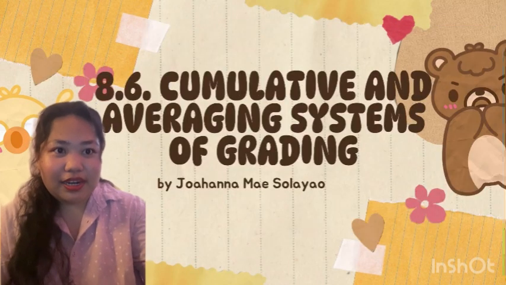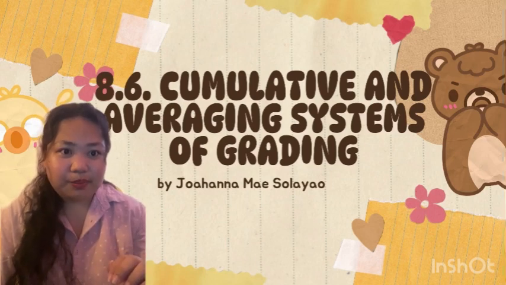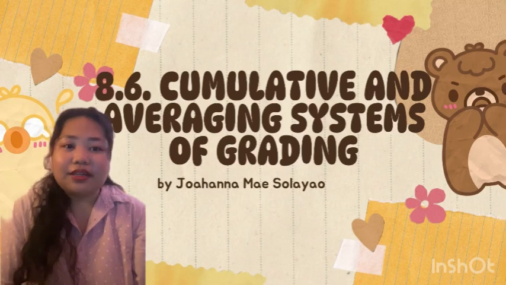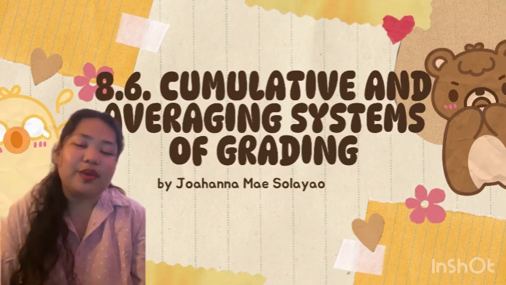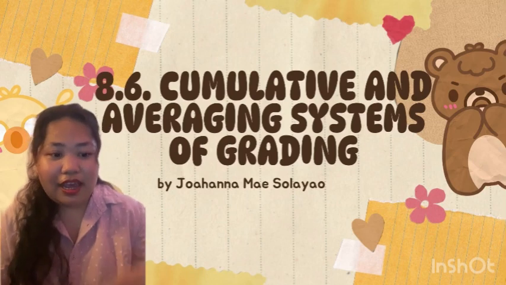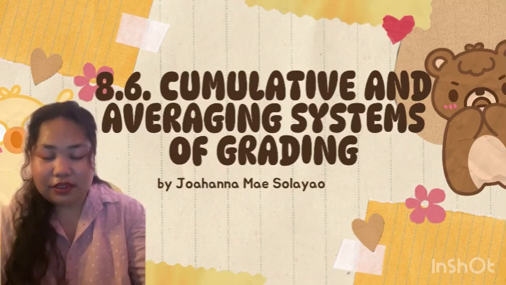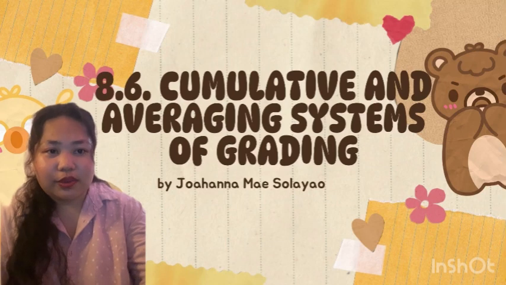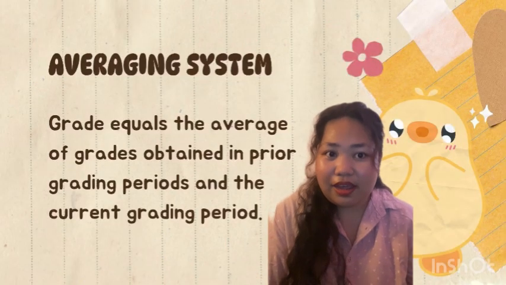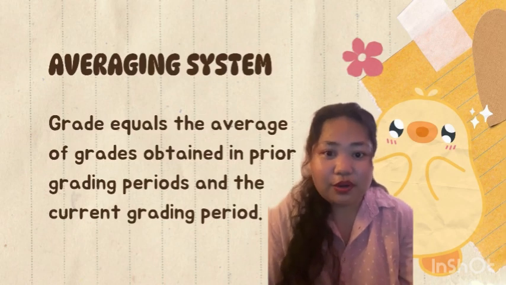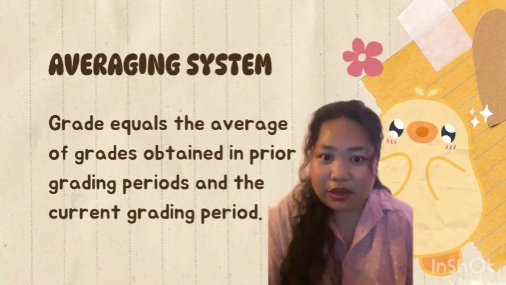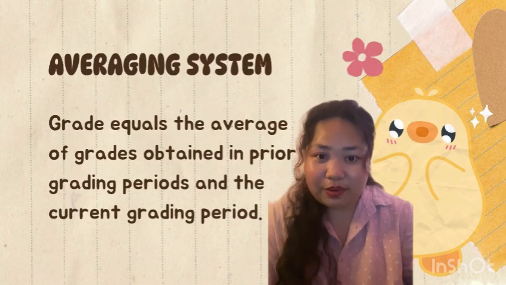Now, for the next slide, we have the two types. Here in our country, the Philippines, we have two types of grading systems. First is the averaging and the cumulative grading system. Let's start with the averaging system. Averaging system is grade equals the average of grades obtained in prior grading periods and the current grading period. To understand that better, I will be showing you an example.